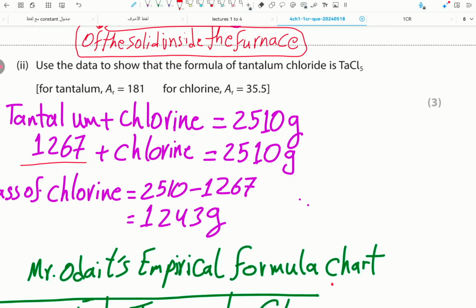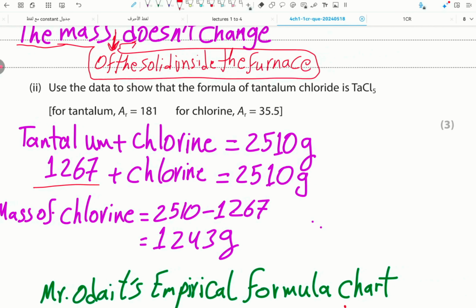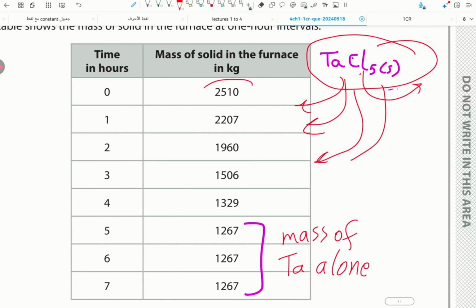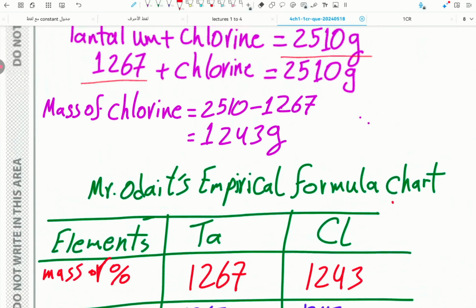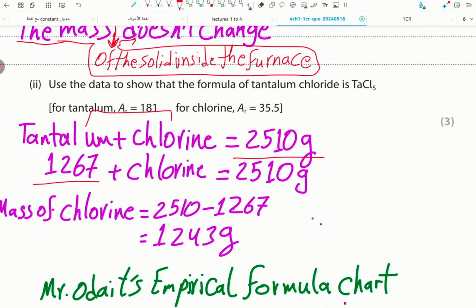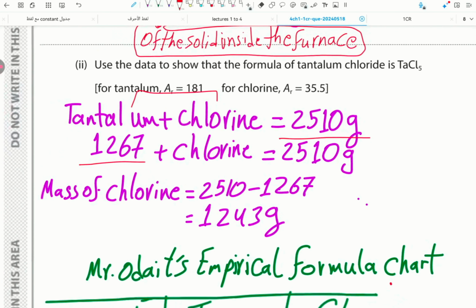1,267. What about the mass of tantalum and chloride together? It is the first mass we have taken, as they showed us at the beginning. We had tantalum and chloride, and nothing was lost. So this is the initial mass in the furnace. Now, if we know the mass of tantalum chloride together and we know the mass of tantalum alone, we can calculate the mass of chlorine alone. So the mass of chlorine is the whole mass minus the mass of tantalum.